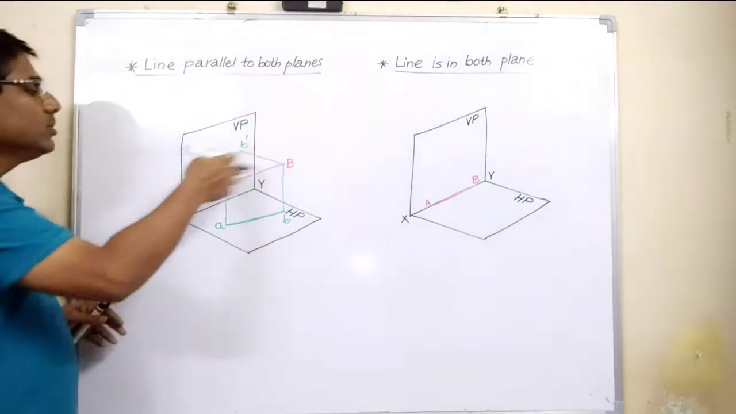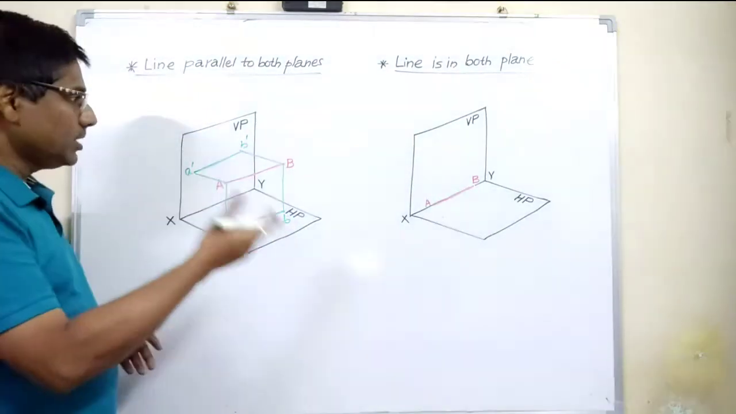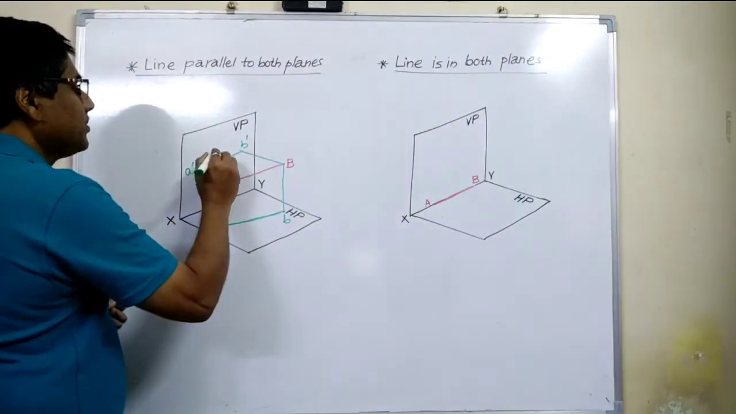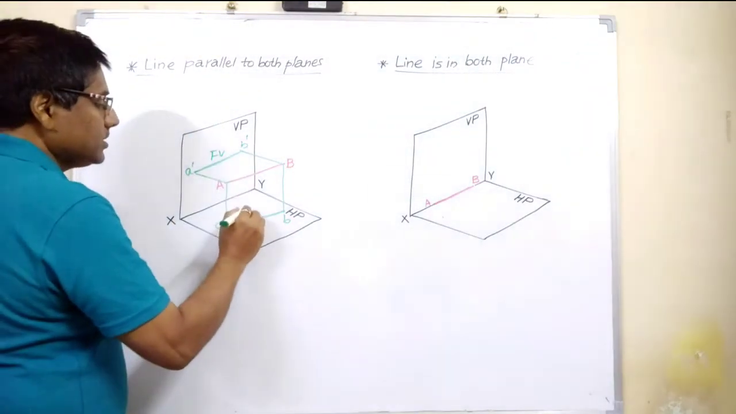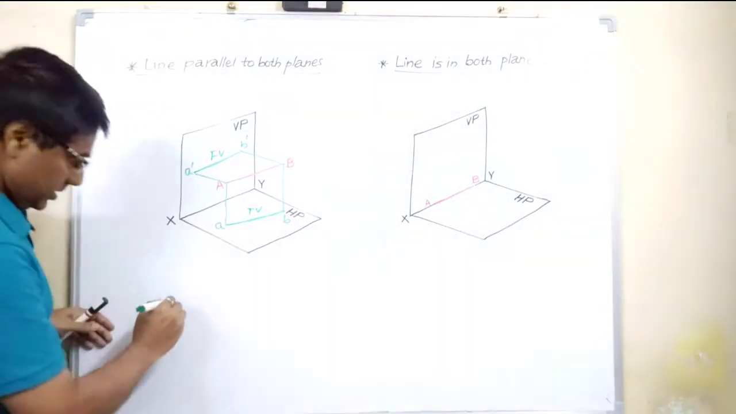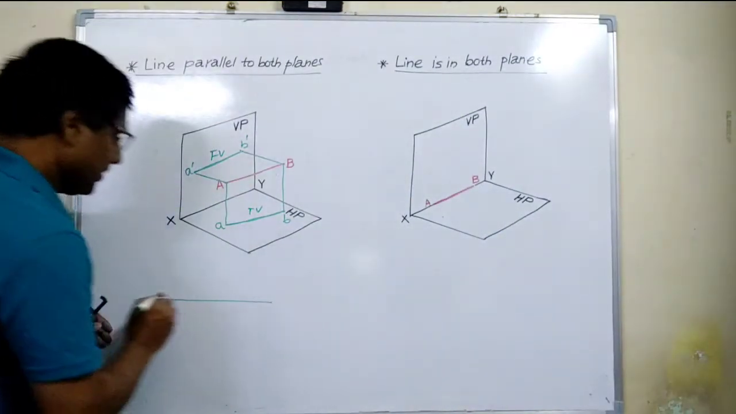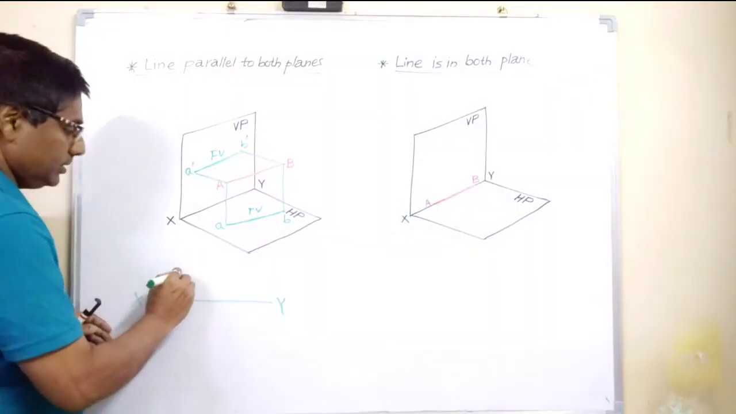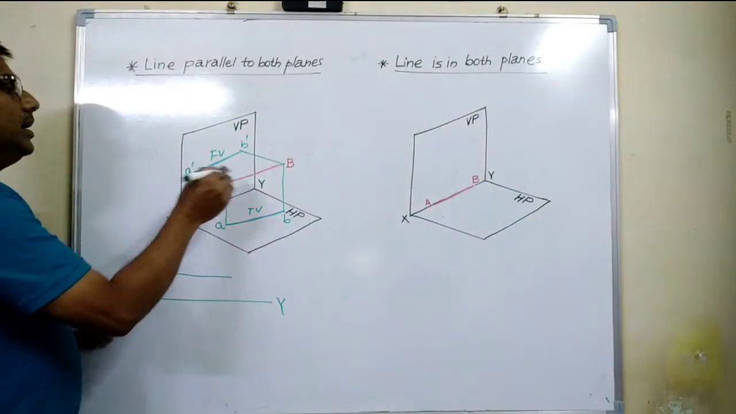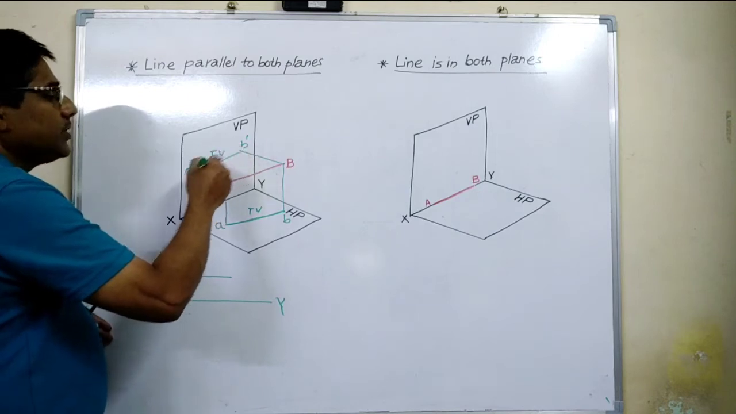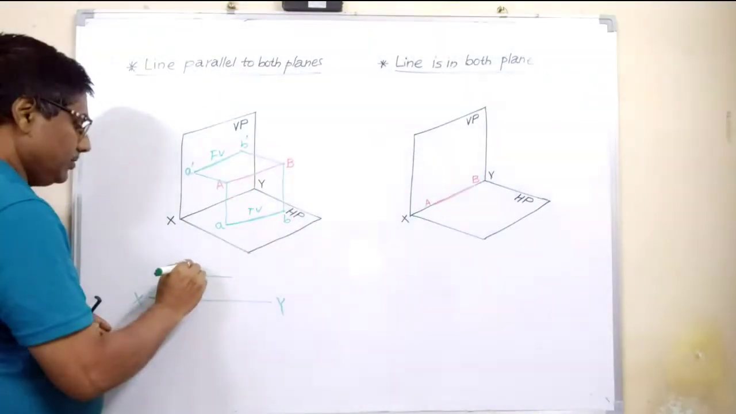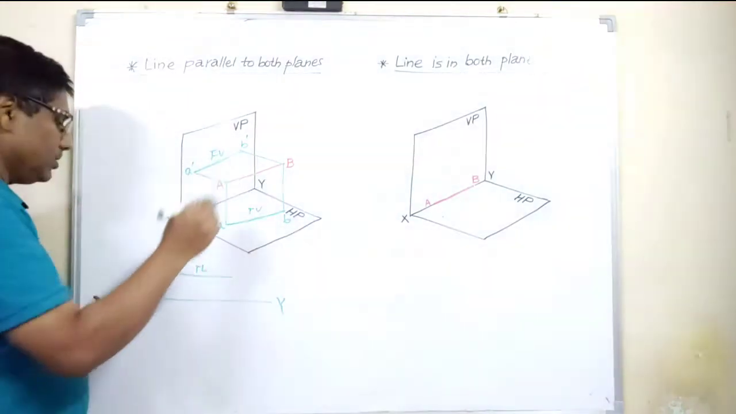If I want to show both the views on orthographic plane, see, now what is this? Front view, whereas this is top view. See, this will be like this. This is XY line, front view, and moreover, we will get in front view and top view the true length. This will give you true length as line is parallel to both the planes.